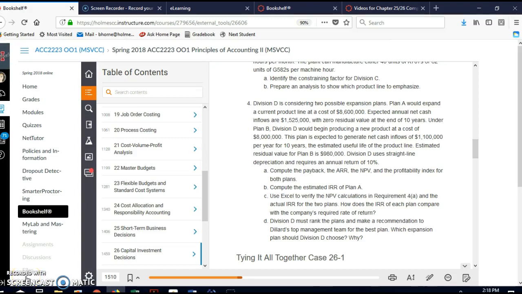Okay, we're going to close this out. We're going to work for, I believe, B, C, and D in this problem. So we've already read all this previously. What we want to do is compute the estimated IRR of Plan A.